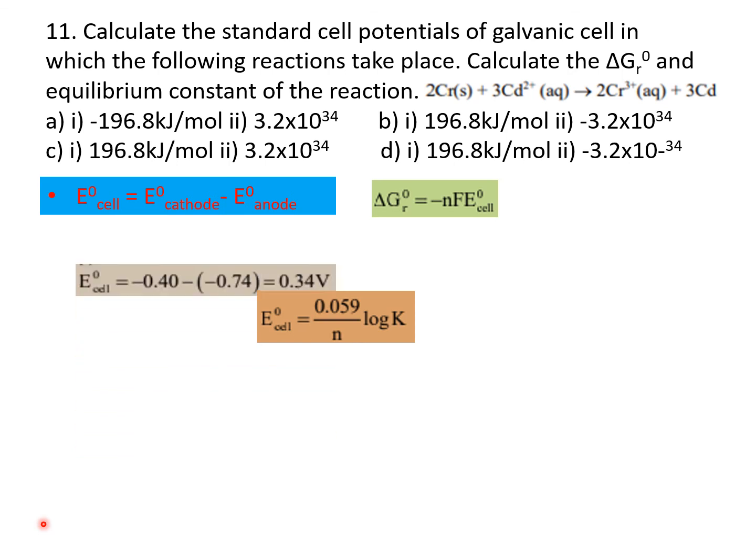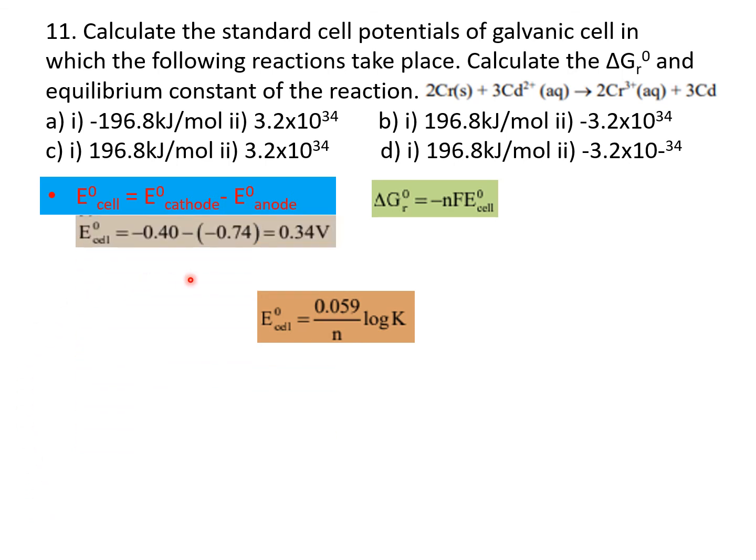So we need to write the values of chromium and cadmium. First we write the cathode reaction value. Cadmium is minus 0.4, minus chromium is minus 0.74. So the value 0.34 is the E naught of the cell. Then this E naught we need to substitute in the E cell formula. The number of electrons we need to find also.